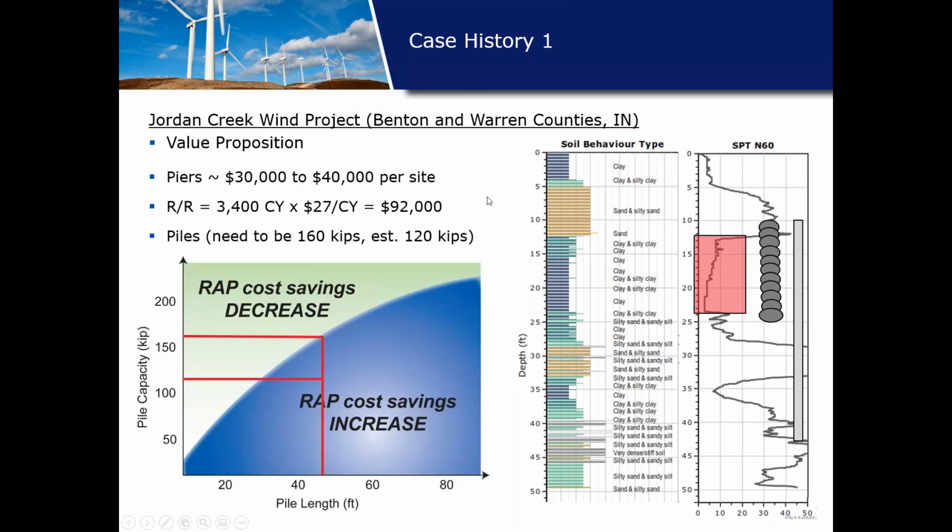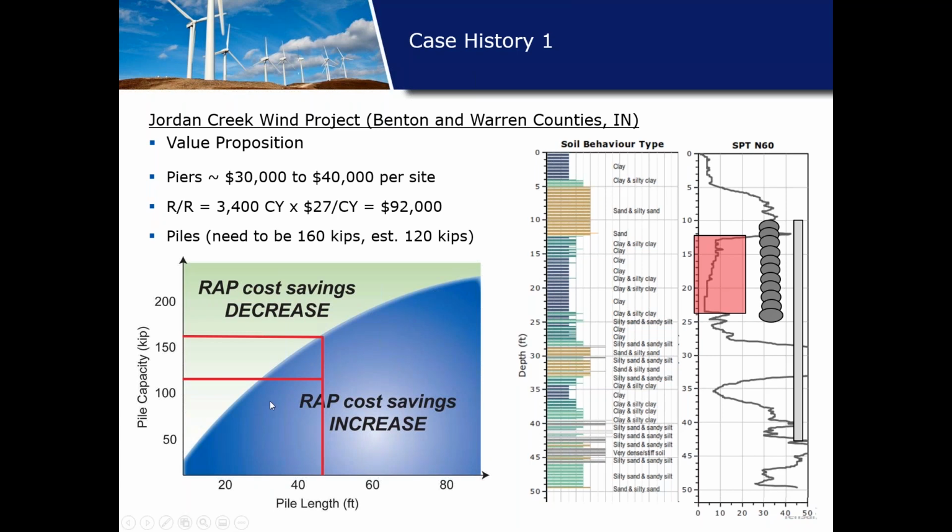Well, why did they use Geopier? What was our value proposition? So these sites cost about $30,000 to $40,000 per site to install the piers. Removal and replacement would have been another 3,400 cubic yards at $27 a yard. That would have cost $92,000. So we had a benefit of about 2.5 to 3 on that.